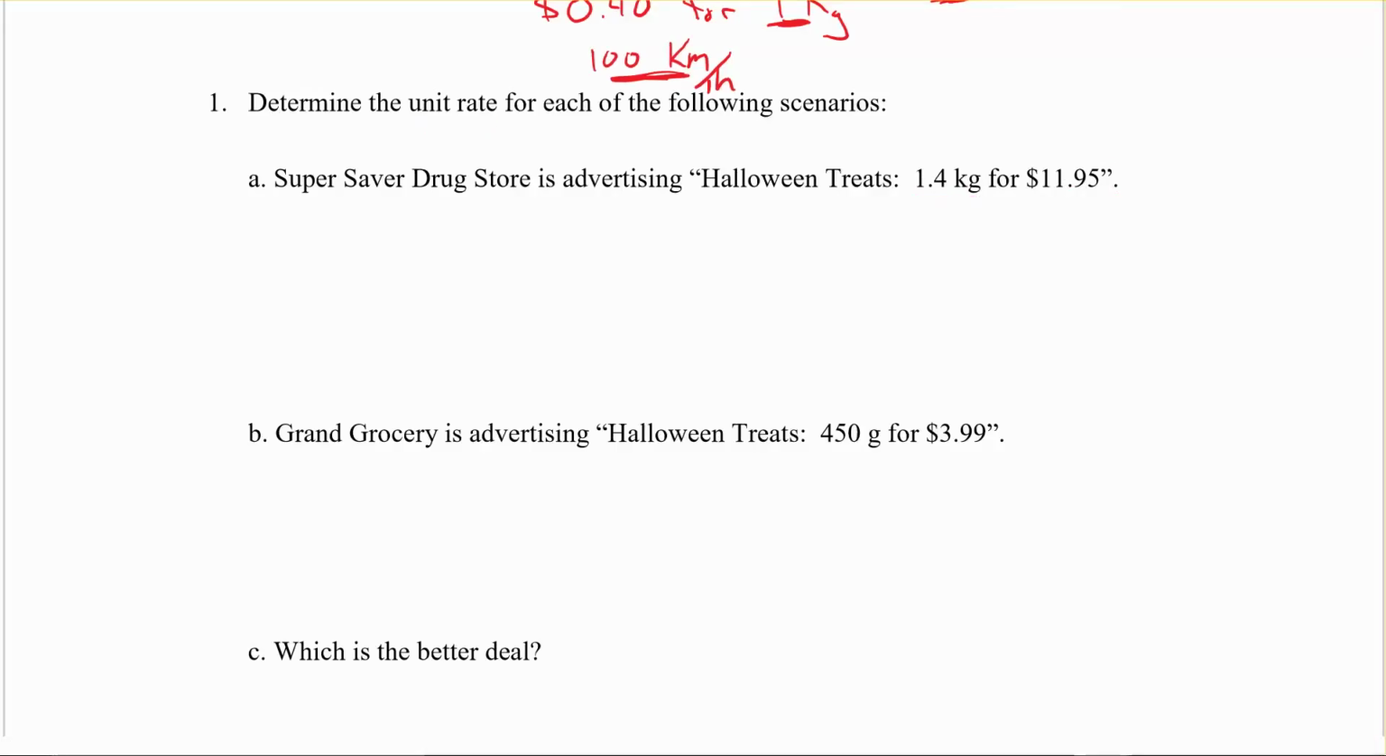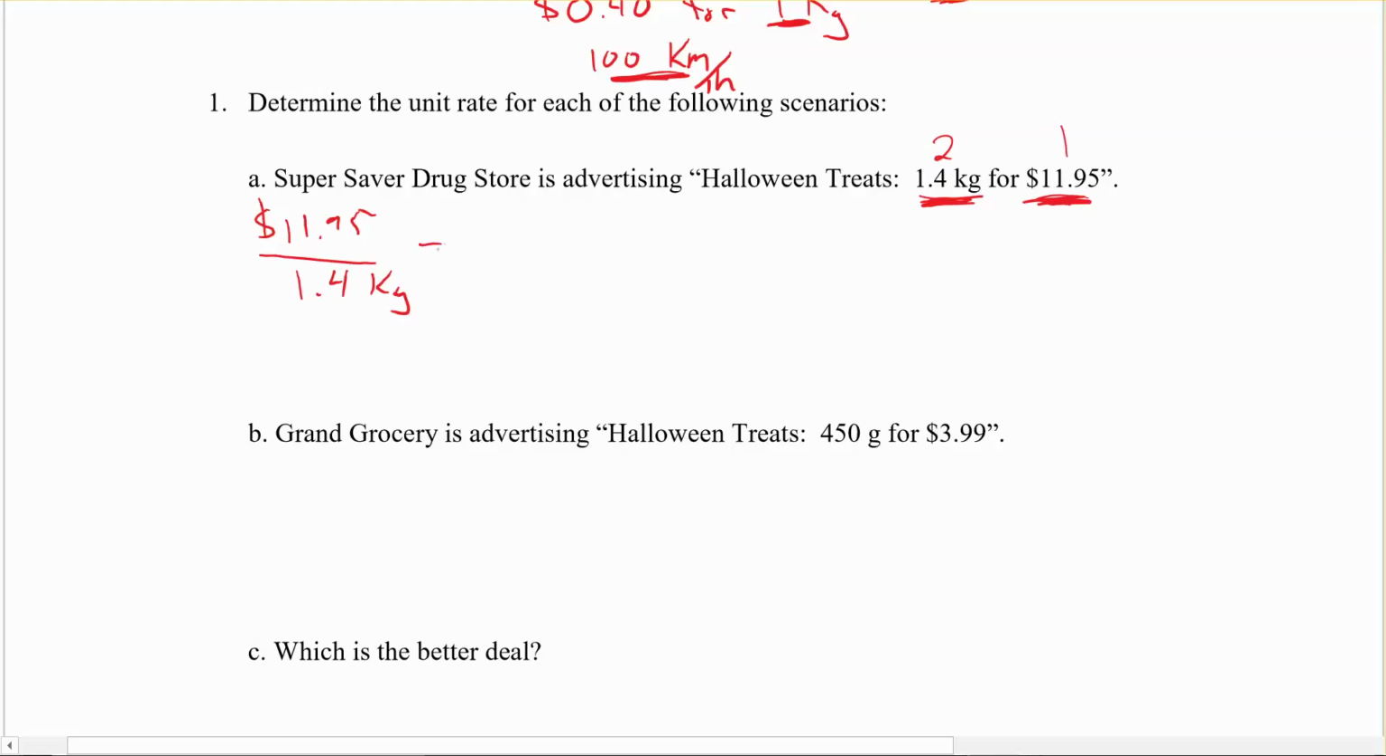Okay, so for this one, if we look at 1.4 kilograms for $11.95, usually when we talk about these things we like to talk about how many dollars per kilogram of something. If you go to the grocery store, that's typically the way you'd see it. So I'm going to do that too. I'm going to call this the first thing, and this the second term. So what we need to do first is set up a ratio. So this is going to be $11.95 over 1.4 kilograms. This is saying it's $11.95 per 1.4 kilograms.